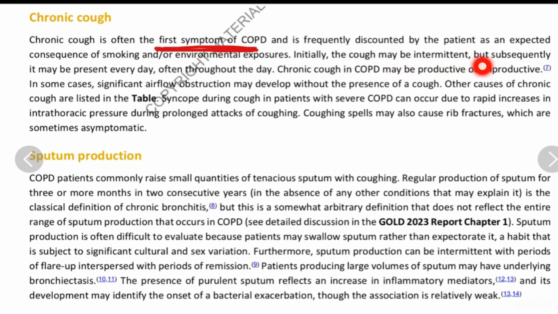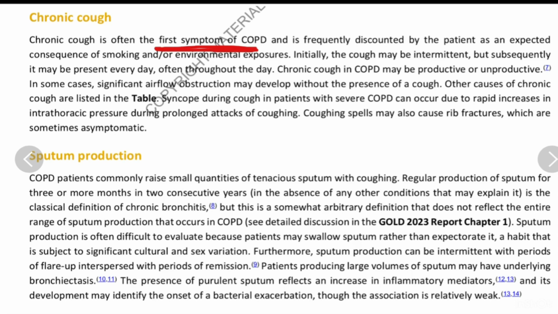Initially the cough may be intermittent, but subsequently it may present every day or often throughout the day. Chronic cough in COPD may be productive or unproductive. In some cases, significant airflow obstruction may develop without the presence of cough. Other causes of chronic cough are listed later. Syncope during cough in patients with severe COPD can occur due to rapid increase in intrathoracic pressure.